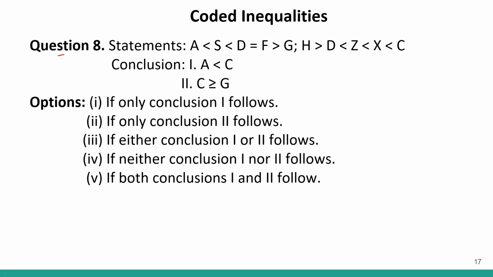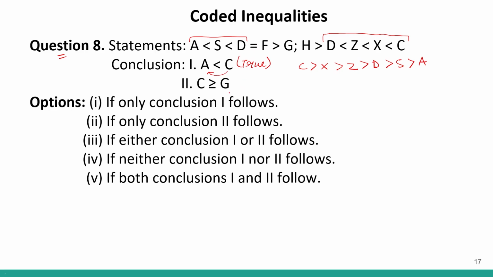Now, coming to question number 8, again a statement is given to us, conclusions are given to us, and we have to identify which of these conclusions follow. So the first conclusion is C is greater than A. So we will move from C to A. Over here, I can see that C has a relationship with D, and D has a relationship with A. So I can see that C is greater than X, which is greater than Z, which is greater than D, and D is greater than S, and S is greater than A. Correct? This much information. So I can clearly see that C is greater than A. So this is true. Correct?